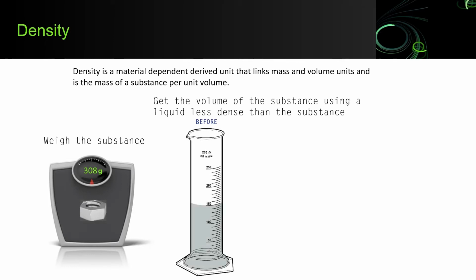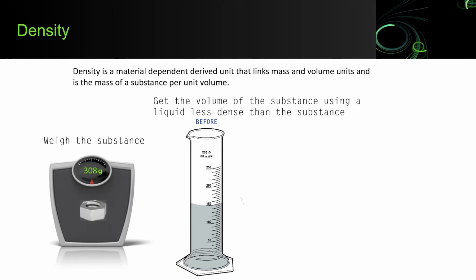The volume can be obtained by filling a graduated cylinder with a liquid that is less dense than the piece of matter we're measuring. If the nut were as dense as or less dense than the liquid, it would float in the solution and part of the nut would be above the liquid, and we don't want that. Our nut needs to be fully submerged in the liquid to get an accurate reading of its volume.